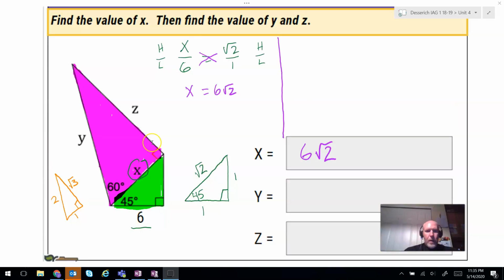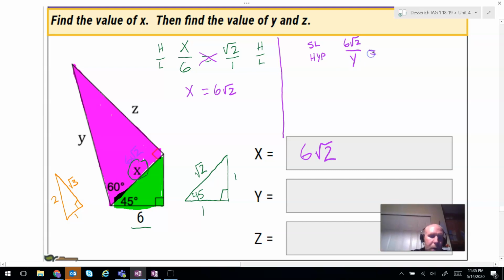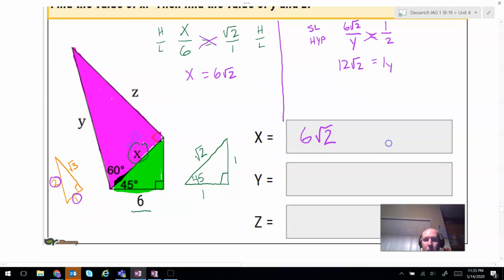We can go ahead and put 6 times the square root of 2 as our short leg. So if we want to find y, I'm going to go with short leg over hypotenuse of the triangle we have here, which is 6 square root of 2 over y. And then we'll do short leg over hypotenuse for Thelma, which is just 1 over 2. We cross multiply. We get 12 square root of 2 equals 1y. And we're done with y. Y is 12 times the square root of 2.